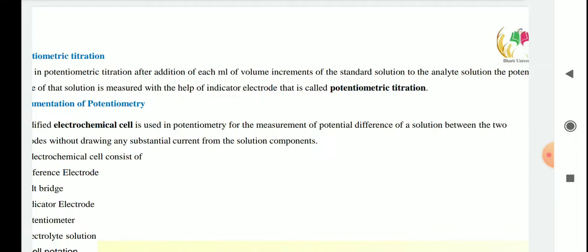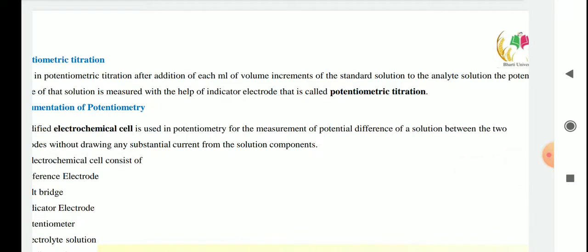So come to titrimetric titration. First is potentiometric titration. What is potentiometric titration? In potentiometric titration, after adding each ml increment of the standard solution to the analyte solution, the potential of that solution is measured with the help of an indicator electrode. That is called potentiometric titration.